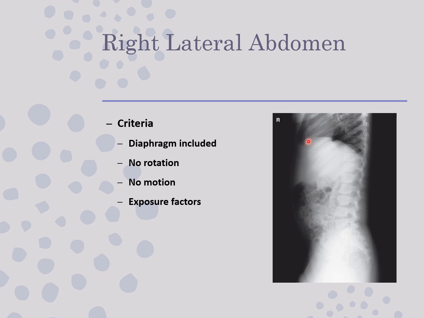The criteria, again, diaphragm is included. You can see where, say this was a child or a young adult who accidentally swallowed something that was opaque, it would allow you to see the anterior and posterior aspect, meaning you could see exactly where it was in the abdomen, which sometimes is why they do this or what they're looking for.